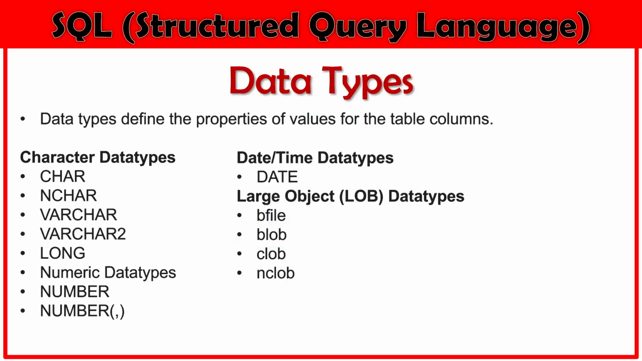In SQL, we have various types of data types based on our requirements. For character data types, we have char, nchar, varchar2, long, and so on. For the number data type, we create the column in such a way that it can store numeric values. We also have the date data type, so if any column needs to store a date, we can use it. For storing large objects, we have the large object data types, which are BFILE, BLOB, CLOB, and so on. I will create a separate video for each and every topic.